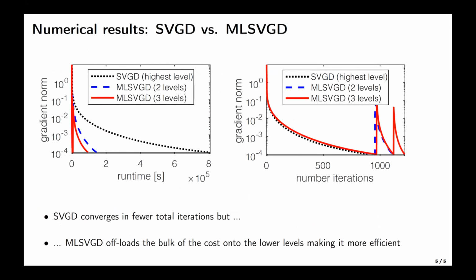And the second way in which we show that multi-level SVGD improves upon SVGD is through two numerical examples that are performed in the finite particle and discrete time setting. So here are the results that we obtained for a nonlinear reaction diffusion example.